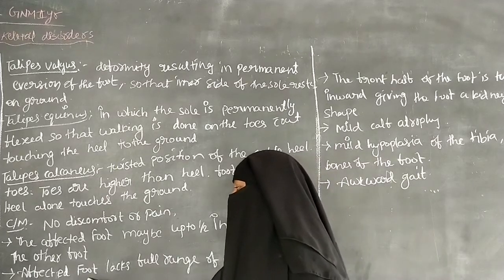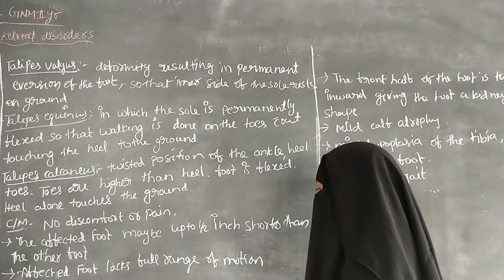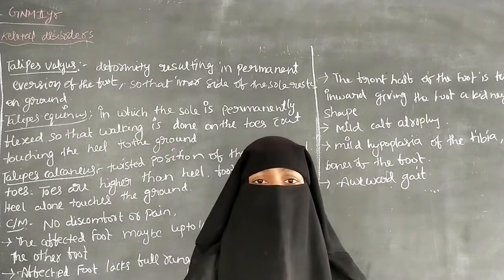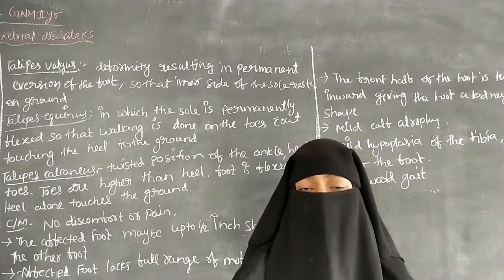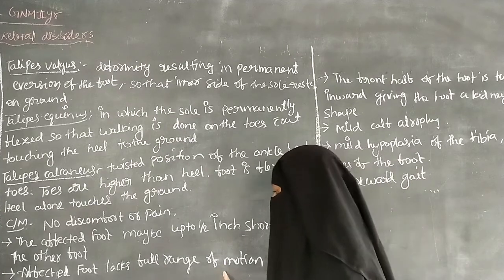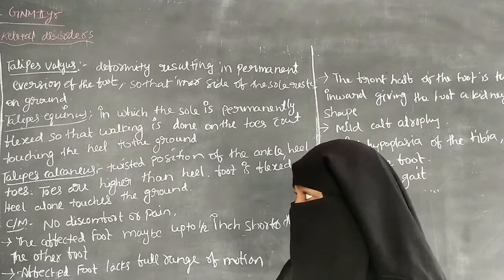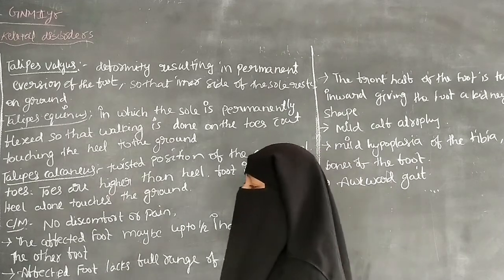So the next one is that the affected foot lacks full range of motion. The foot affected by the club foot lacks range of motion. So movement can be lost in the affected foot.